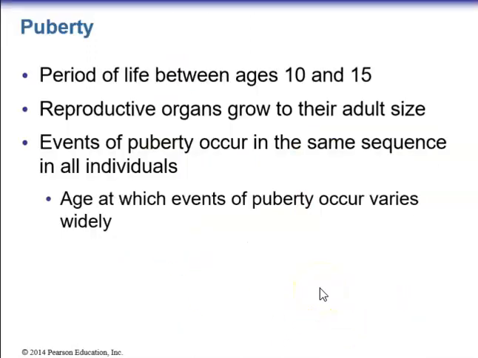Puberty, a rough time. Puberty is a period of life between the ages of 10 and 15. This is when reproductive organs grow to their adult size. Now, events of puberty occur in the same sequence in all individuals. However, the age at which these events occur will vary from person to person. So, again, some people can start puberty as early as 10 or as late as 15.